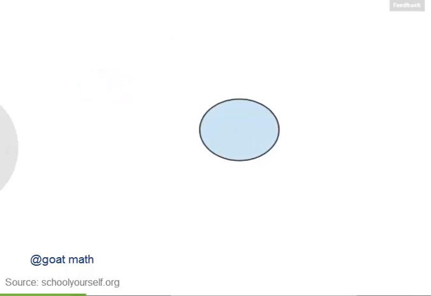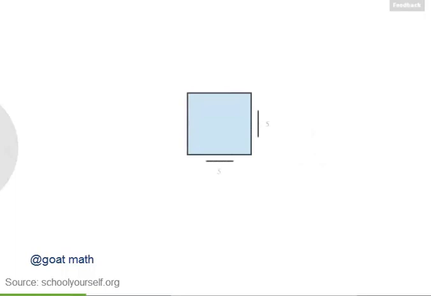Now an ellipse is what you get when you stretch a circle. So what happens to the area of a circle when you stretch it out? To find out, let's look at a square, and suppose its sides have length 5. That means the area of this square is 5 times 5, or 25.